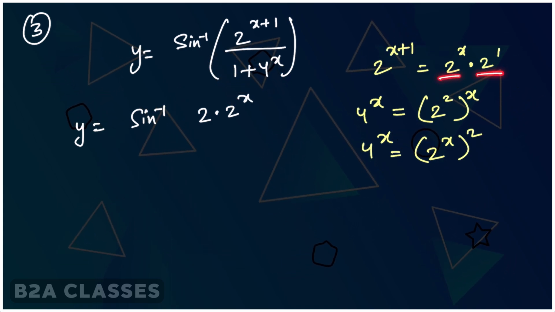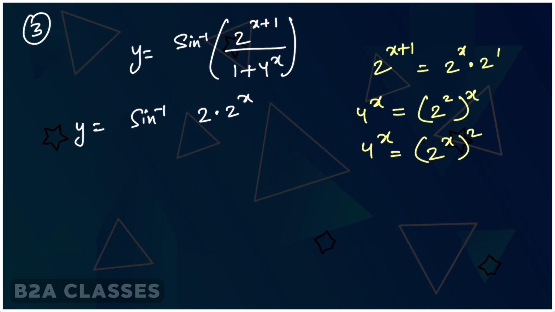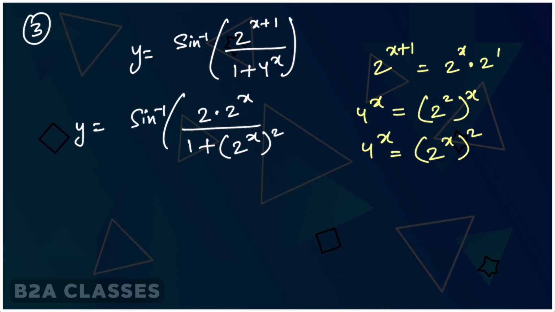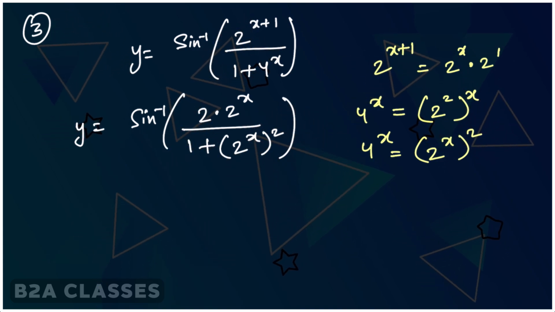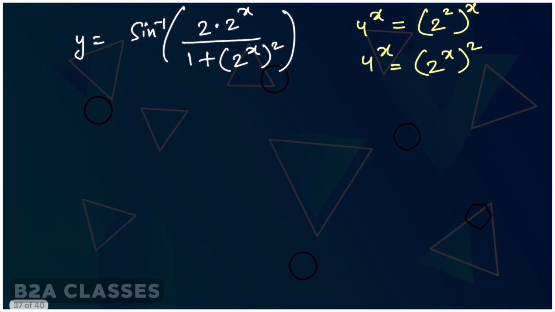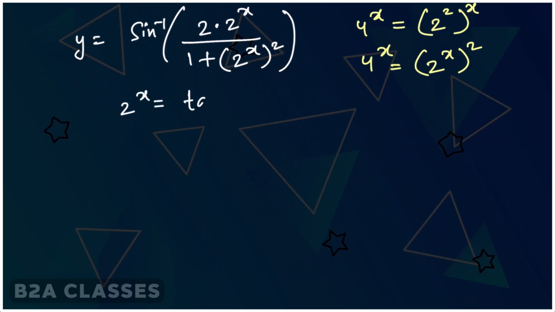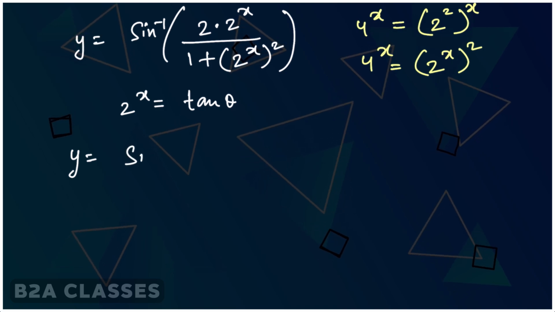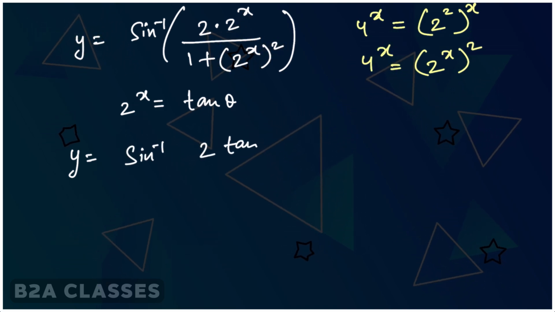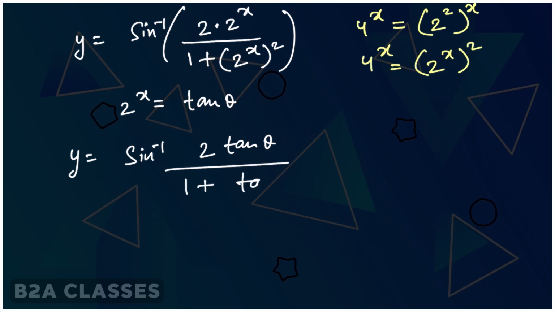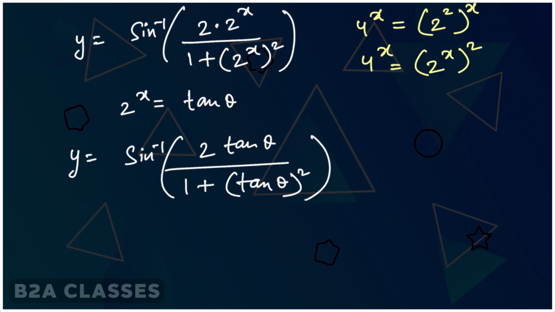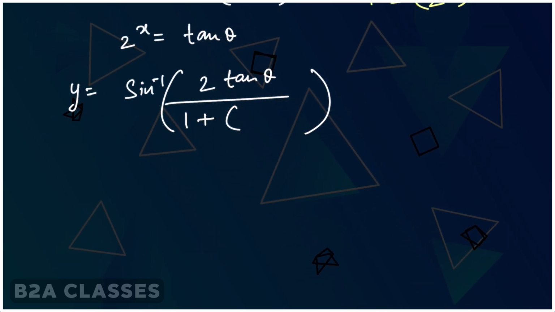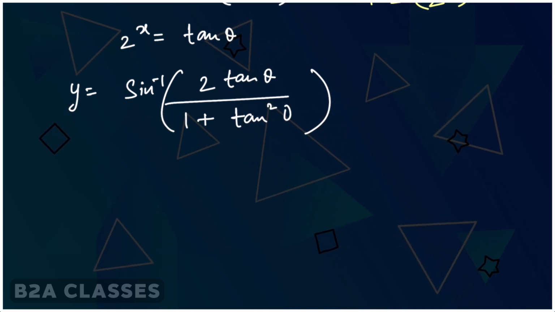So I will get y equals sin inverse of 2 into 2 power x, so 2 power x into 2 can be rewritten as 2 into 2 power x, divided by 1 plus, we can write this as 2 power x whole power 2. Now we will substitute 2 power x equals tan theta. We will put tan theta in place of 2 power x. So I will get y equals sin inverse of 2 tan theta divided by 1 plus tan theta squared. I can write this as tan squared theta.